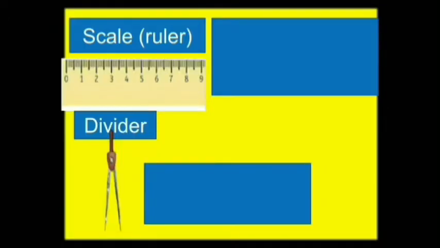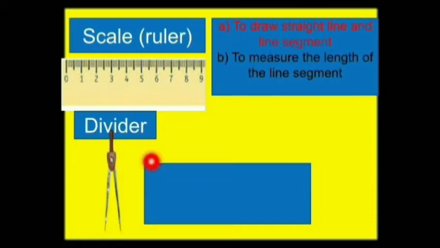Now we will learn about geometrical instruments. What is this? Yes, this is a scale. It is used to draw a line and line segment, and it is also used to measure the length of the line segment. Children, see this picture. What is this? Yes, this is a divider. It is used to measure the length of the line segment.